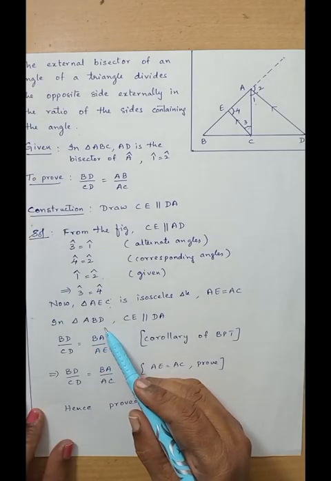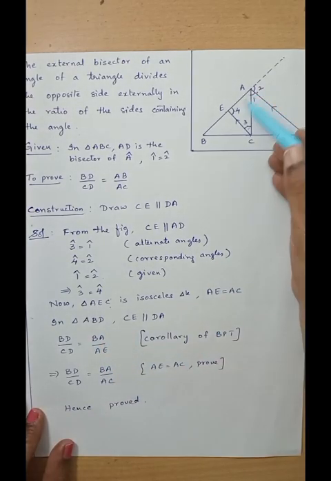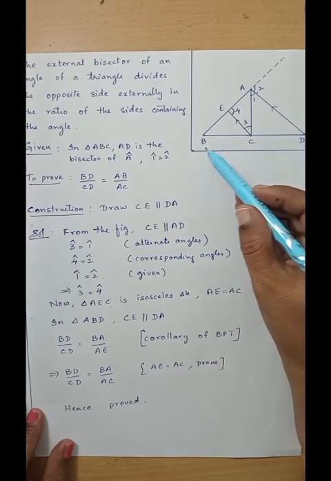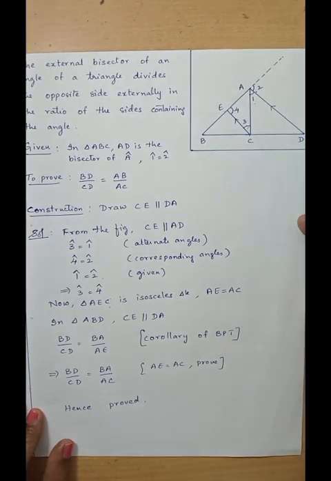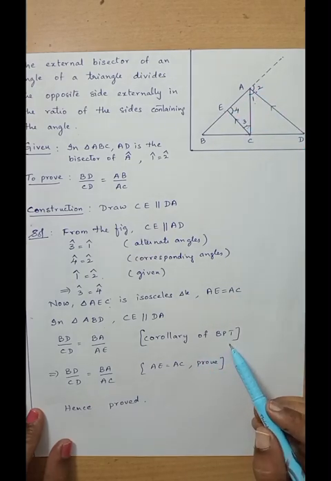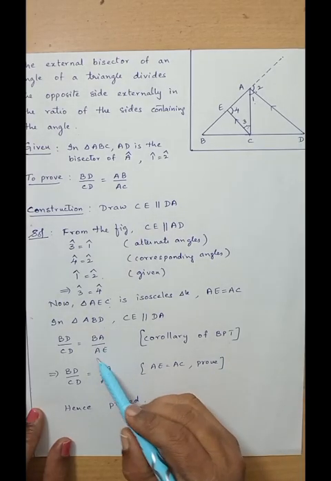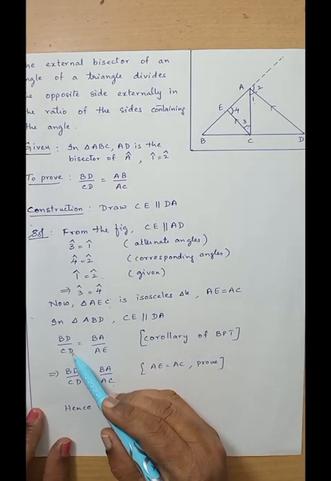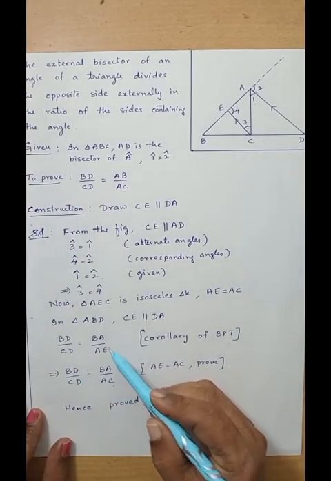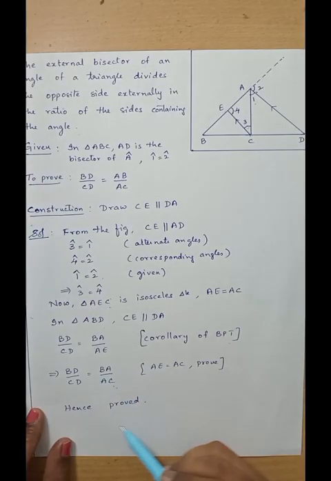In triangle ABD, we know that BD by CD is equal to BA by AE by corollary of the basic proportionality theorem. We know that AE is equal to AC, proved. Hence, BD by CD is equal to AB by AC, hence proved.